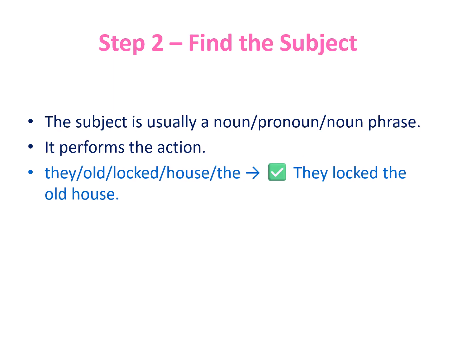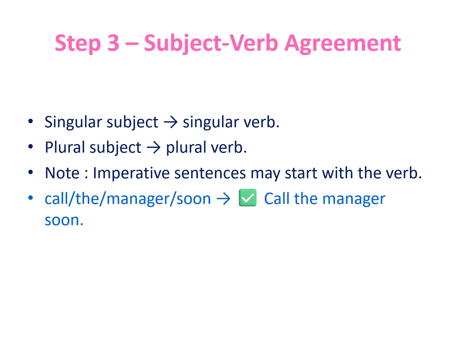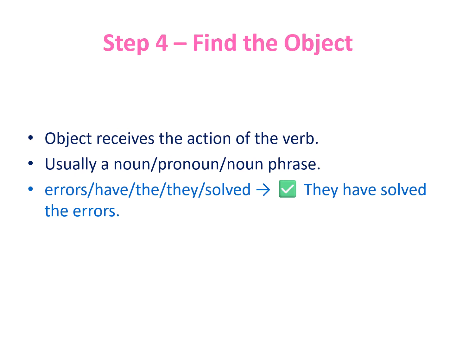Now, find the subject, the doer of the action. In this case, they is the subject and locked is the verb. Together, they form the basic sentence skeleton. Ensure the subject and verb agree in number. If the sentence is imperative, like giving a command, it may begin with the main verb directly, such as call the manager soon. Next, find the object. It comes after the verb and completes the meaning of the sentence. In the example, the errors is the object.